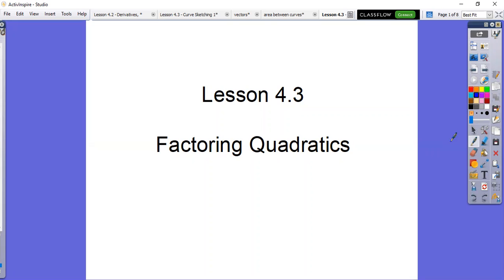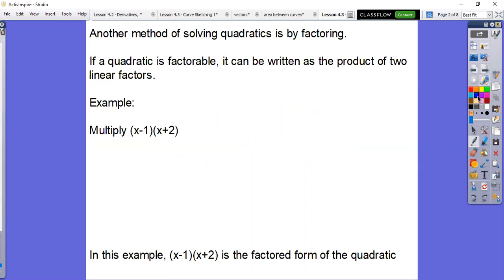In our first lesson, we were defining quadratics. We showed what it looked like when a quadratic was in factored form. So today we're going to learn how to put something into factored form and use factoring to solve some quadratics. So let's get cooking with factoring quadratics.